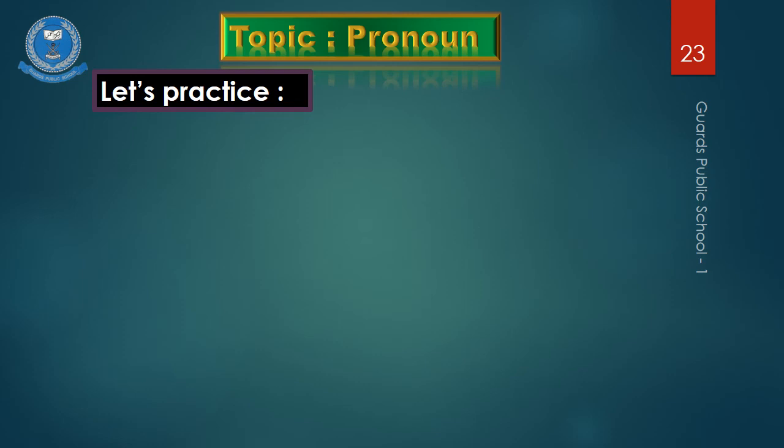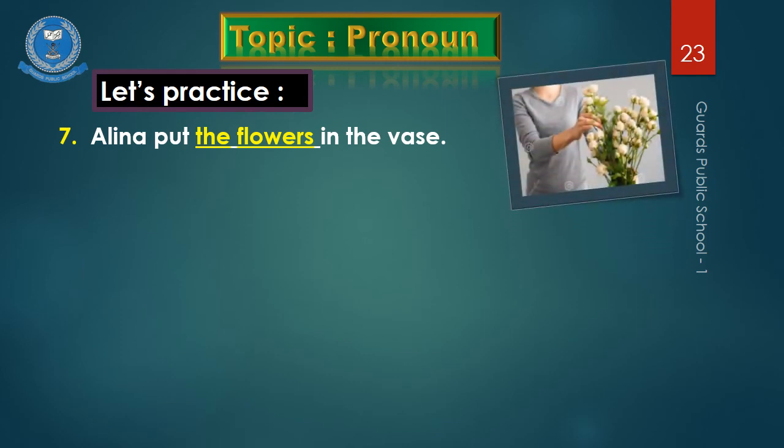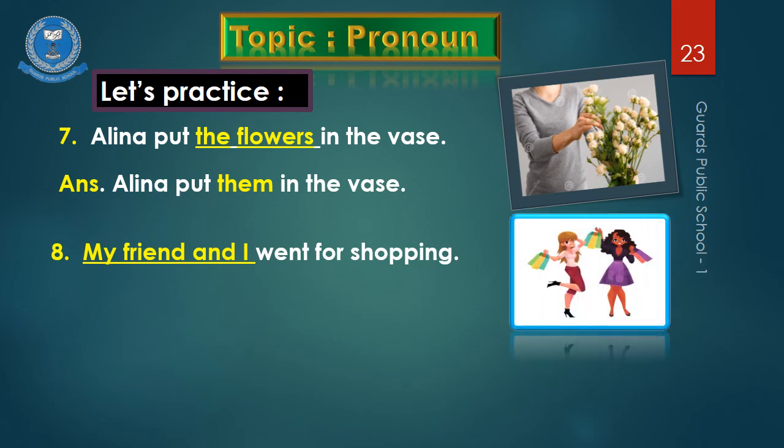So, to get a clearer picture about the pronouns, we have example number 7, that is: Alina put the flowers in the vase. So, for the flowers, we will use the pronoun: Alina put them in the vase. Number 8, my friend and I went for shopping. Now, my friend and I means we. So we will use the pronoun: we went for shopping.